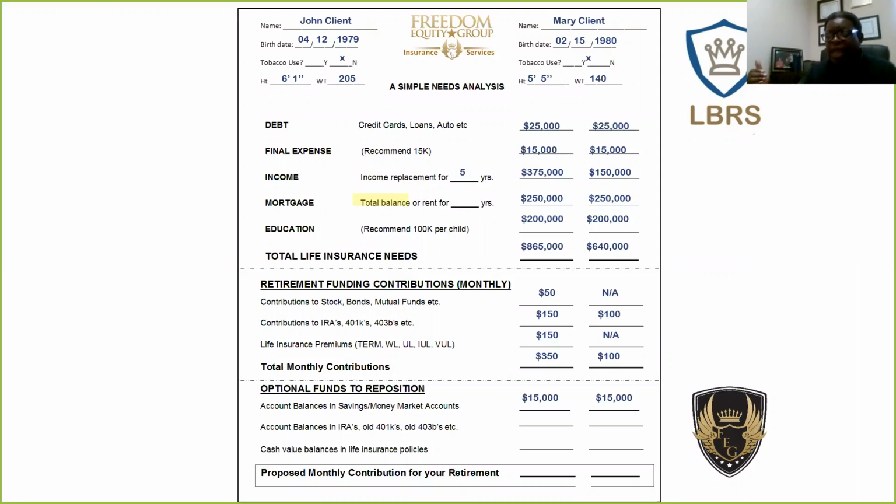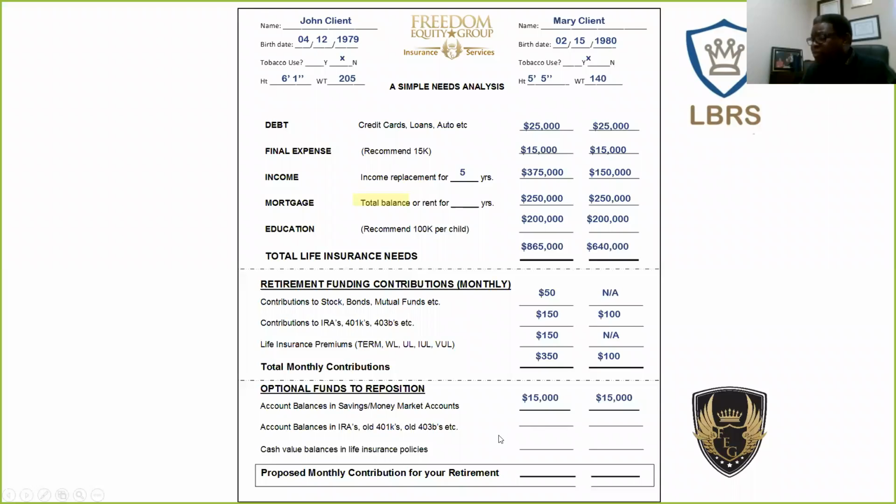Some people have 401ks that they had on a previous job and they still got that money there, but it would make more sense for them to put it into our IUL product, right? Why? Because it's tax-free, it's going to grow better, and it's going to give them living benefits, right? And so we want to look at that, say, hey, do you have any money in savings, money market accounts?